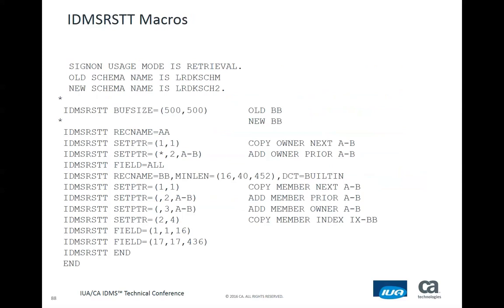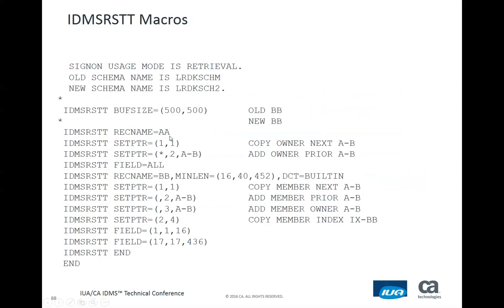So what we have here, the first line on that is the IDMS RSTT BUFFSIZE, and this is going to tell the Restructure utility the size of the input buffer for the old records and the size of the output buffer for the new records. Again, your records are going to be different sizes. This is going to be the maximum size records that are going to be processed as a result of dealing with the specified schemas.